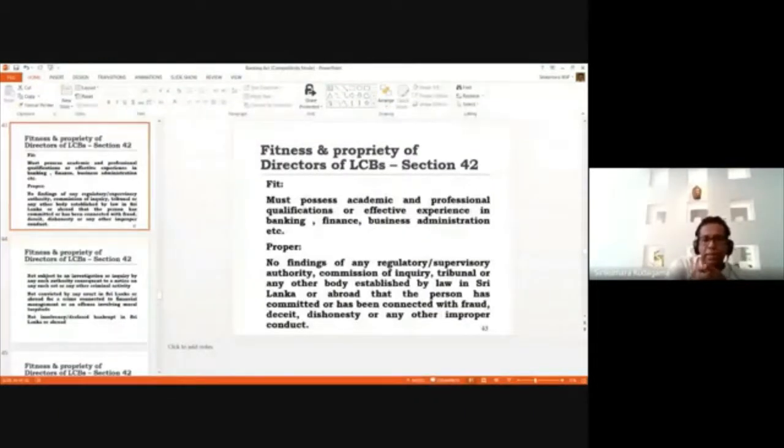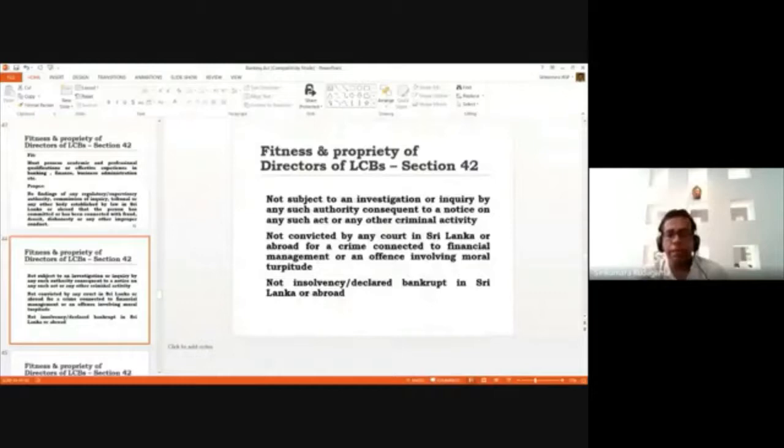So fitness is basically academic and professional qualifications and effective experience. Propriety includes these things. Not being subject to an investigation or inquiry by any such authority, consequent to a notice on any such act or any other criminal activity. If someone is subject to an investigation or inquiry by a particular authority, consequent to a notice, then that person becomes not proper. Maybe there are criminal investigations going on against someone, but nobody knows whether investigations are going on against a particular person. So if it is subsequent to a notice, then you won't be allowed to be a bank director. It's not a proper thing.